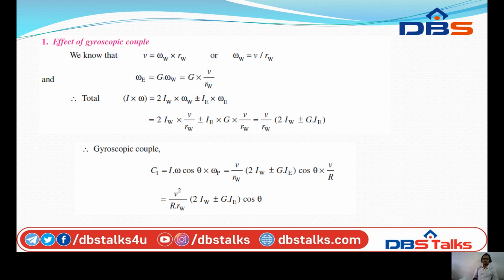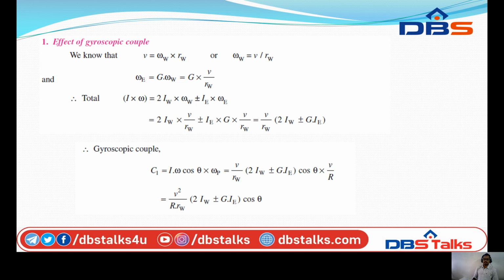When the engine is rotating in the same direction as that of the wheels, then the positive sign is used in the above expression, and if the engine rotates in the opposite direction, then the negative sign is used. The gyroscopic couple will act over the vehicle outwards, that is in an anti-clockwise direction when seen from the front of the vehicle. The tendency of this couple is to overturn the vehicle in the outward direction.